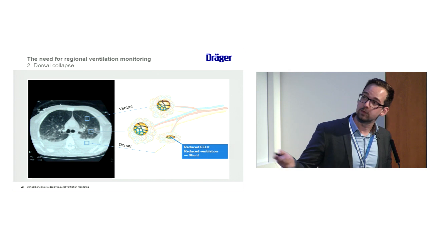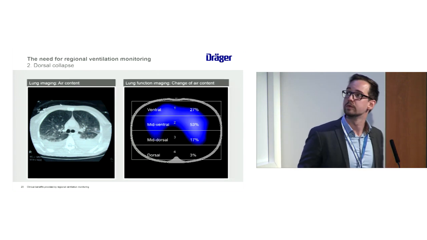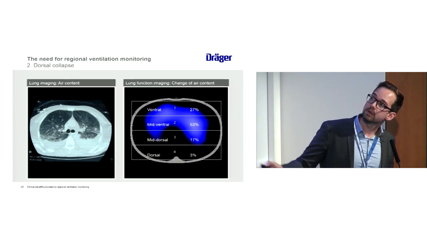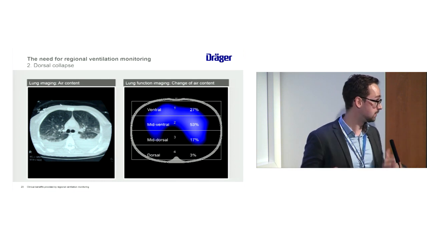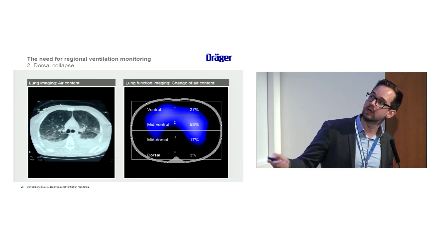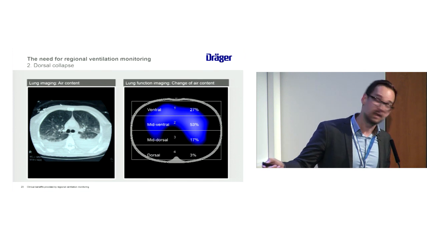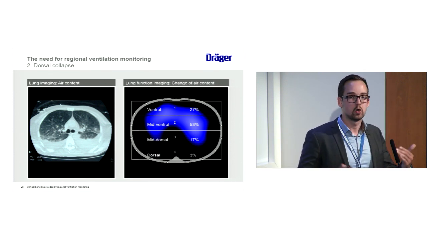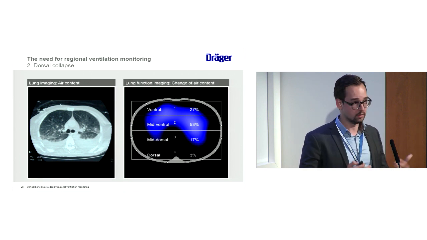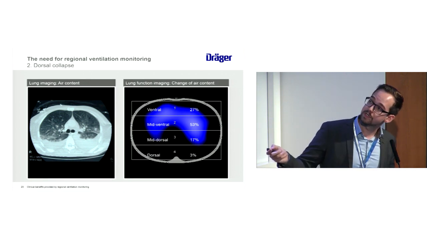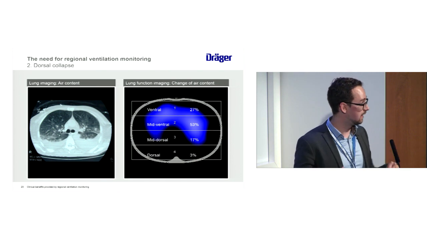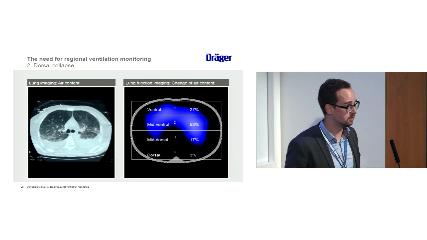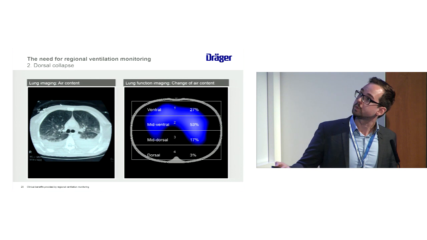And this is exactly what we can see in our tidal image. So previously, remember, the entire image was blue, especially the dorsal part. Now that we see this collapse, we can barely see any ventilation, so no blue color in the dorsal part of the lung. And we can quantify, as said before, the distribution of tidal volume. And this 3% means that only 3% of the tidal volume is going to this very dorsal part of the lung.